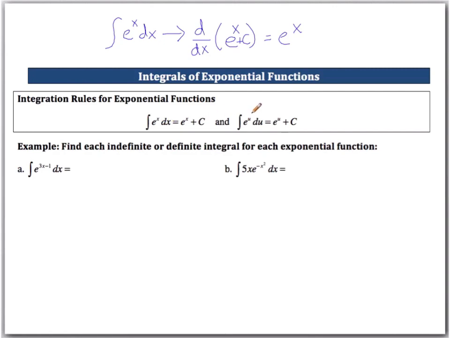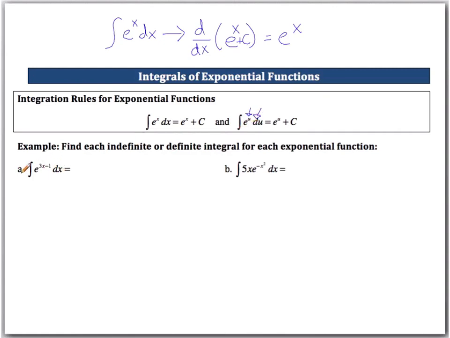And if we apply the chain rule here, the integral of e to the u du is going to equal e to the u plus c. So it's going to be very important that if the exponent u here is a function, that the derivative of the function is also present in our integrand.